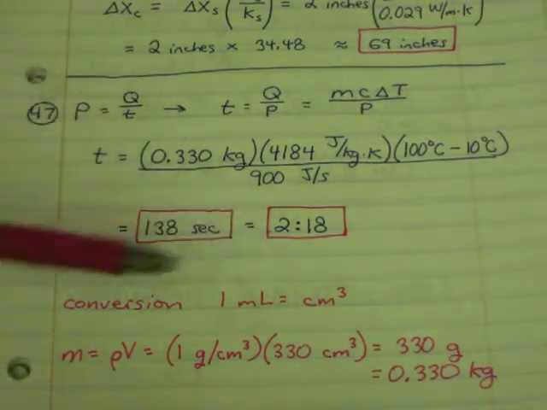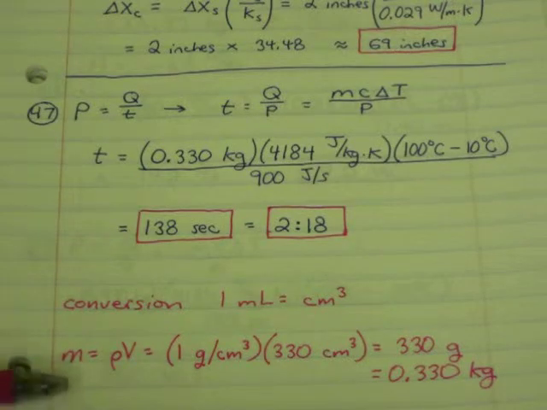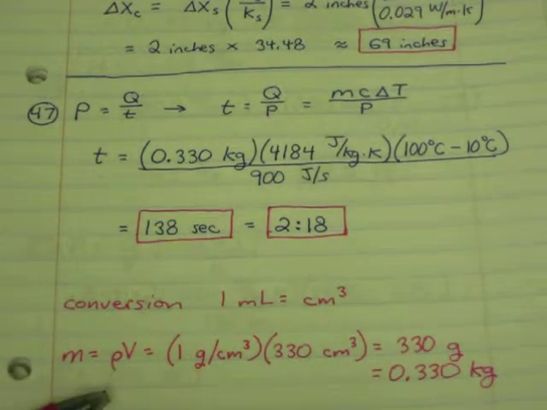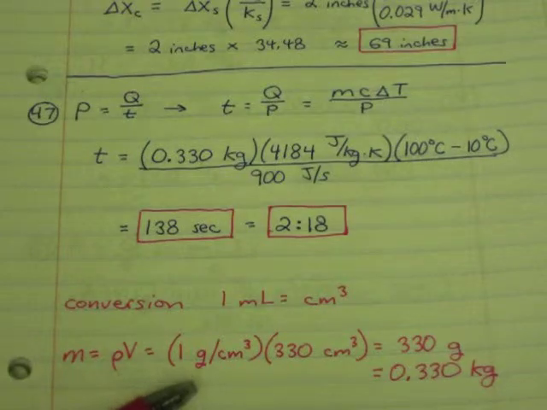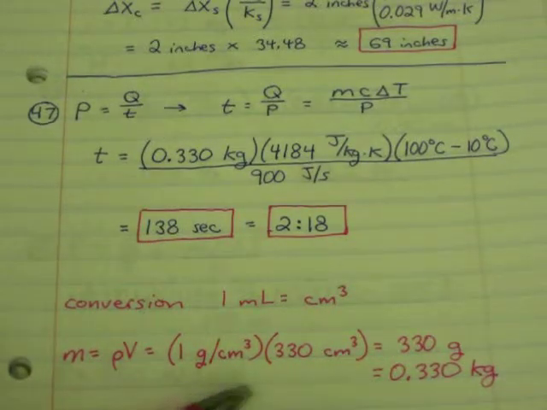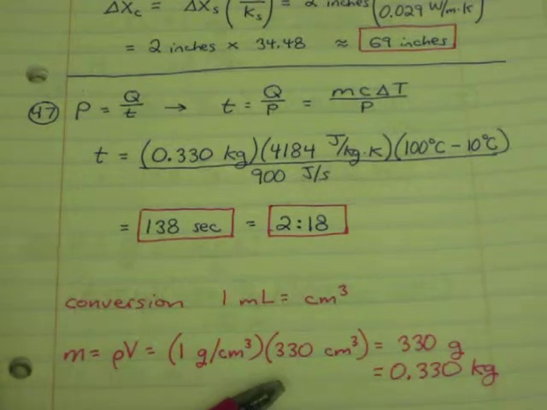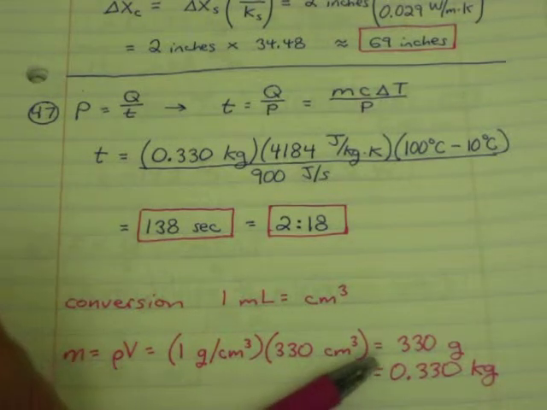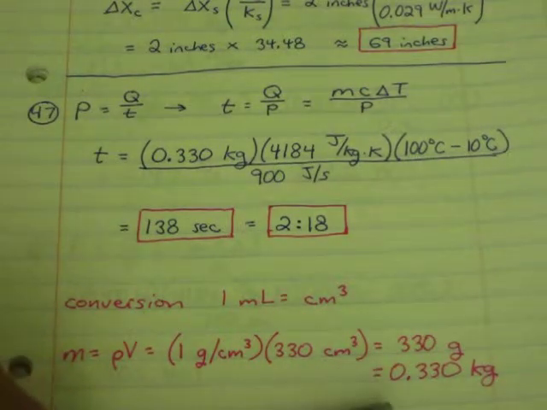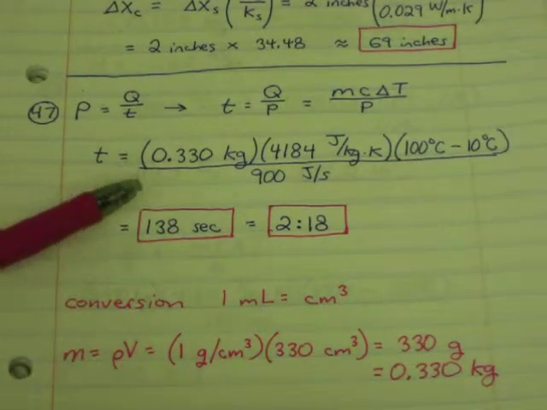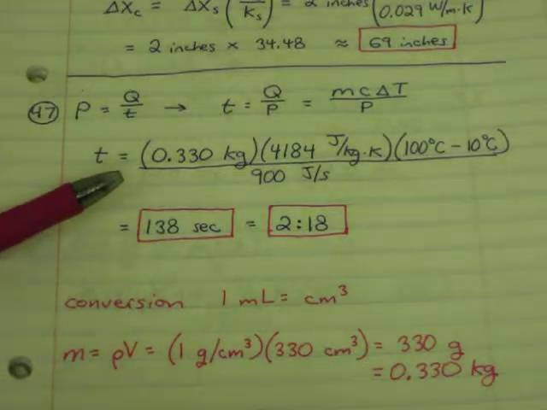Now, I want to know what is the mass of 330 cubic centimeters of water. Well, mass equals density times volume, because density is mass over volume. So mass is density times volume. The density of water is 1 gram per cubic centimeter, times the volume, 330 cubic centimeters. So we're looking at 330 grams, which is 0.330 kilograms. Okay, so that's how I got this mass, 0.330 kilograms.